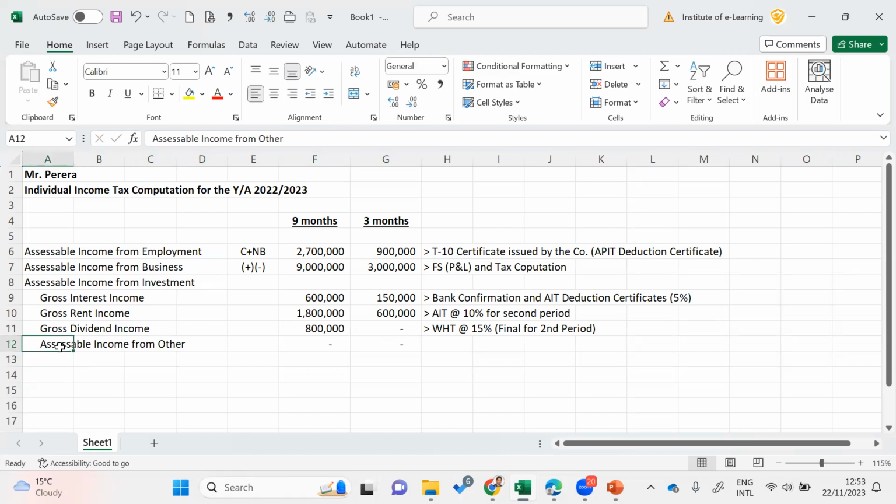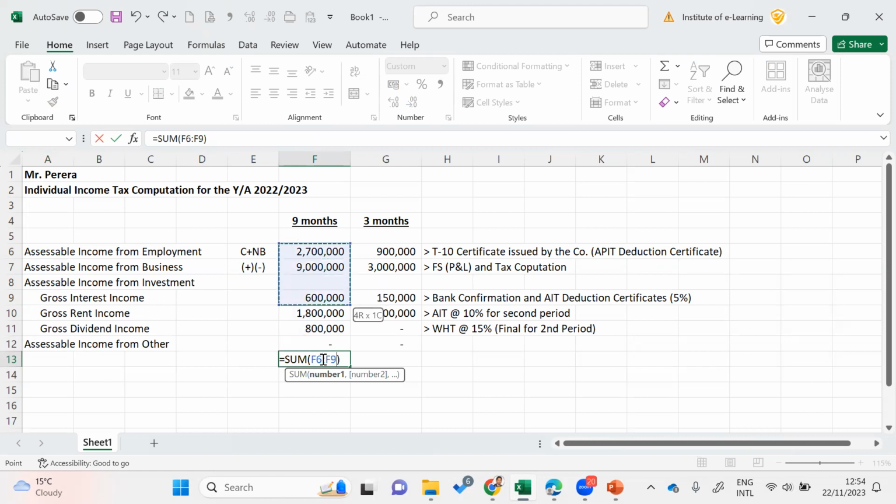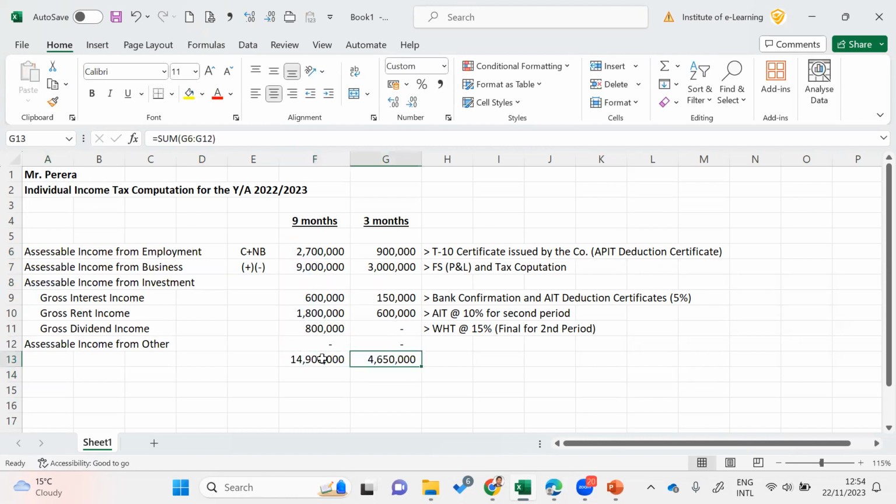Let's say we don't have any other income. So these are the sources of income: assessable income from investment, from business, and from employment. These three are the key ones: employment, business, investment. If you have any other income which will not fall under the above three, we call it other. Then after taking the total on this, we call it total assessable income.